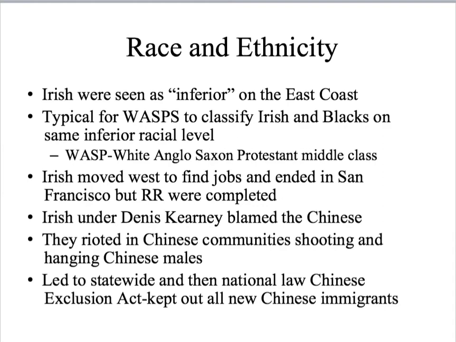But by the time that they did, the railroads had already been completed, largely by Chinese immigrants. The Irish found a leader under a man named Dennis Kearney, who blamed the Chinese. They actually started rioting against the Chinese in their communities, shooting and hanging Chinese males late at night in both Los Angeles and San Francisco. Eventually, this led to a statewide and then a national law that was called the Chinese Exclusion Act, keeping out all new Chinese immigrants.